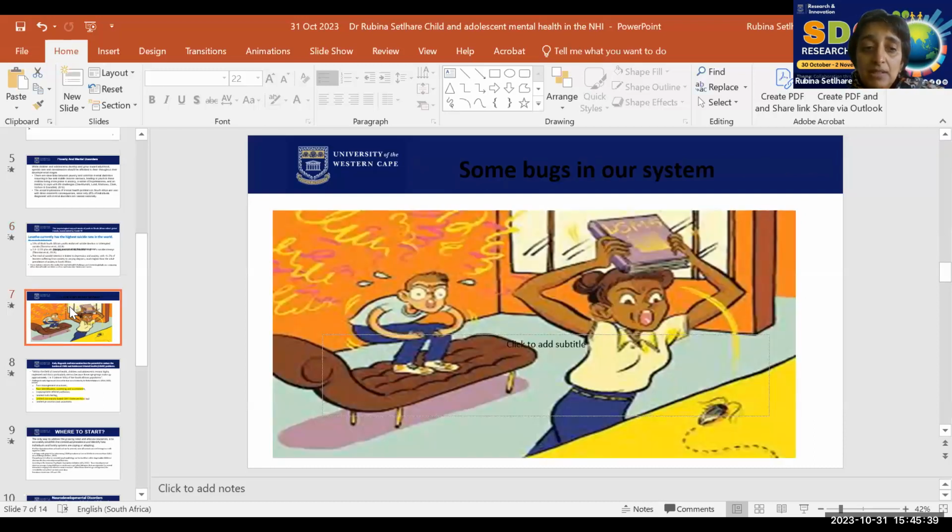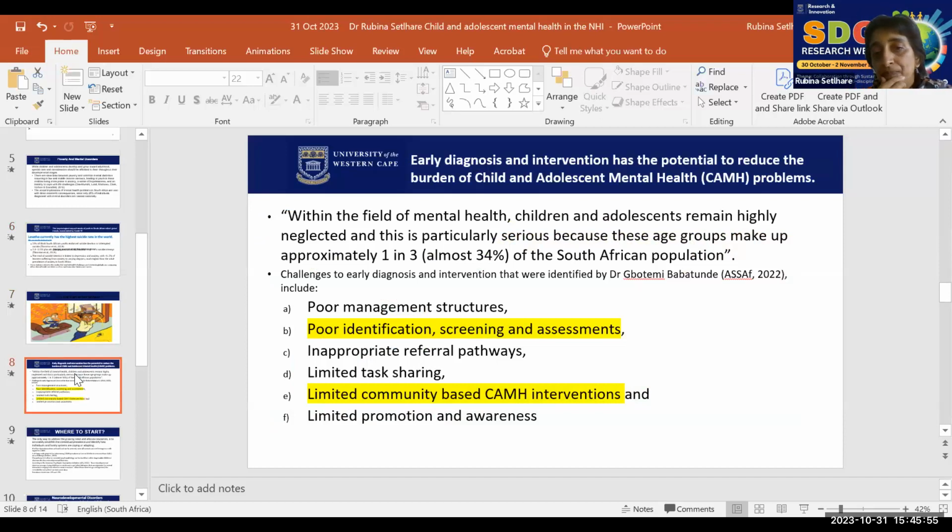So there are some bugs in our system. Those of you who deal with mental health would know that we use the DSM-5, which the psychologist there is using to whack a bug, to diagnose mental disorders. So some of the bugs in our system, as found, particularly for children where there's very low diagnosis, is that there's poor management structures, poor identification, screening, and assessment, inappropriate referral pathways, limited task sharing, limited community-based interventions, and limited promotion and awareness.